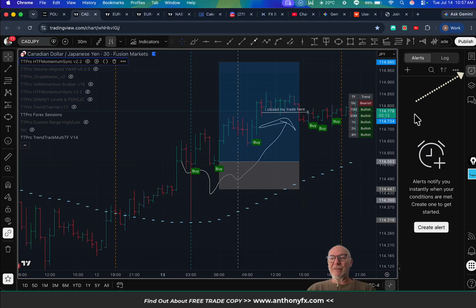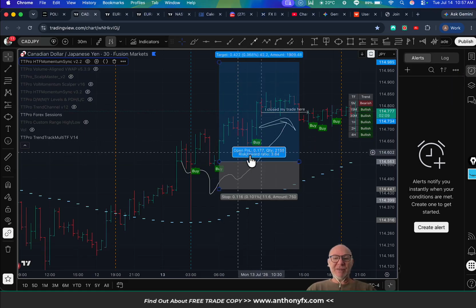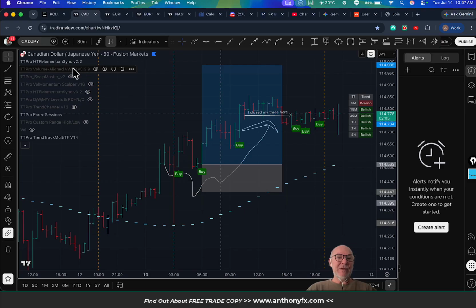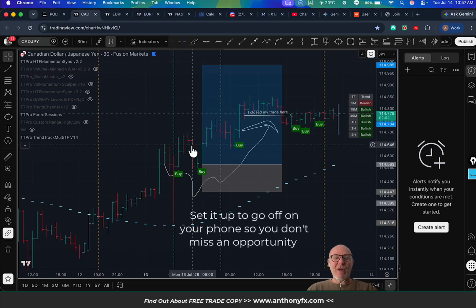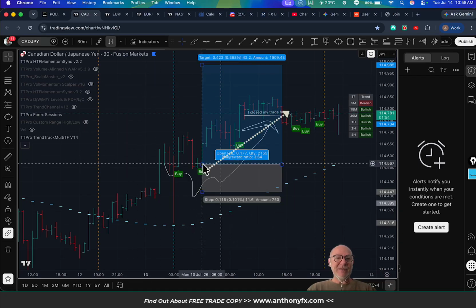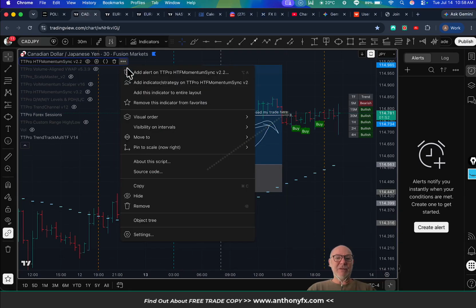Okay, I don't have any for today yet. When that fires, and you can set this up to go off on your phone. In fact, I'm going to set another one up. Make it go off on the phone no matter where you are. The alert goes off on your TradingView app, comes straight in, and you can take that trade then and there. It's as easy as that. Let me show you that quickly.